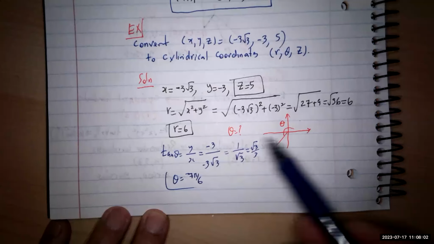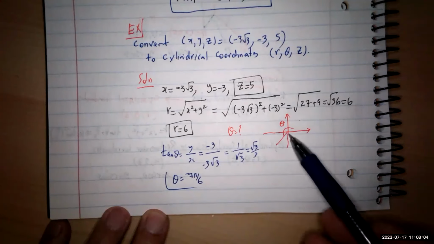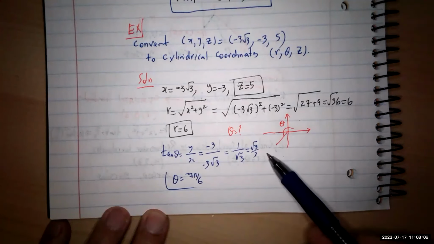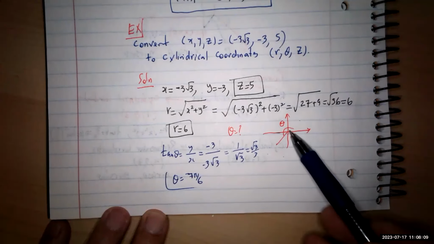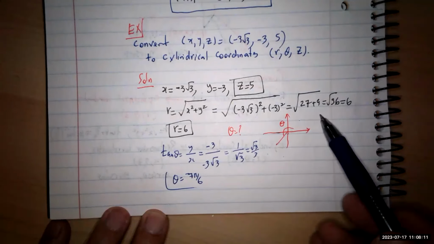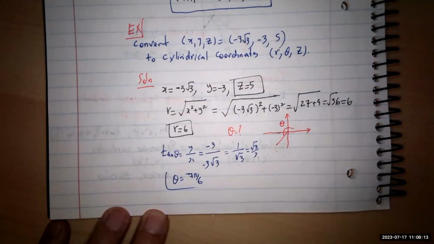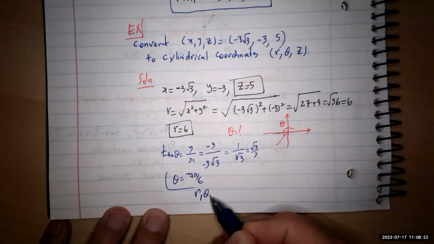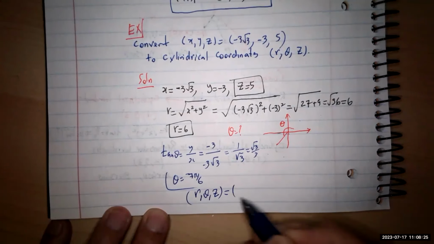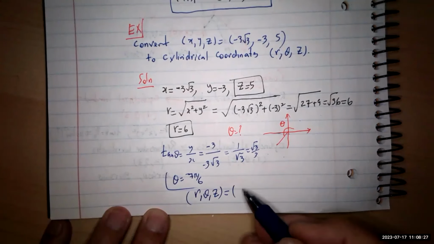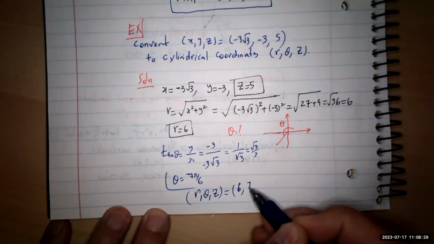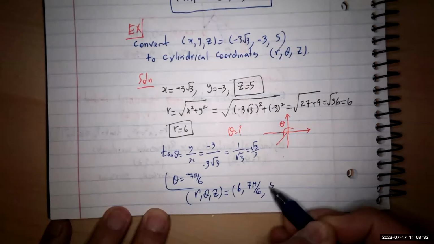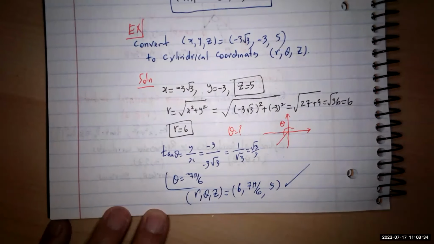Because you just identify that x and y are both negative, you are in the third quadrant, so this is going to be your theta. It's not going to be the 30 degrees. Okay, again, not a big deal. So in the case of r, theta, and z, your point is going to be r equal to 6, theta equal to 7 pi over 6, and z is fixed, equal to 5.